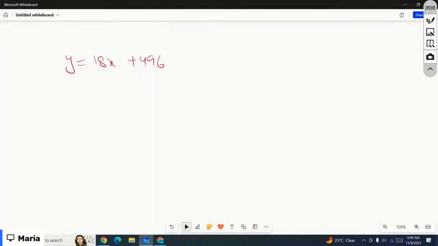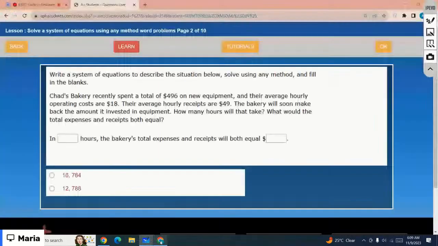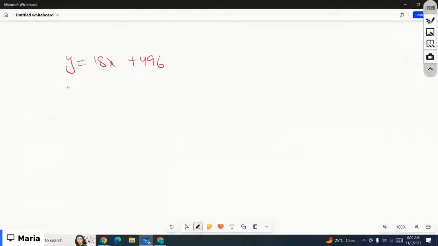And the other equation: the average hourly receipts are $49. So that would be y equals 49x, right? So we are given the equations, that is y equals 18x plus 496 and y equals 49x. You have the y variable already isolated in both the equations, right?